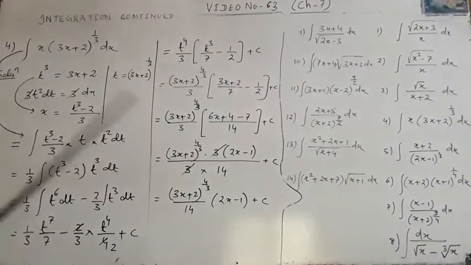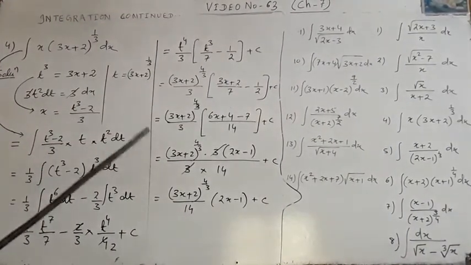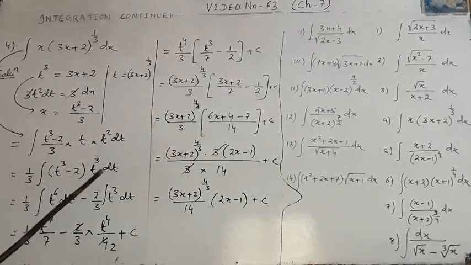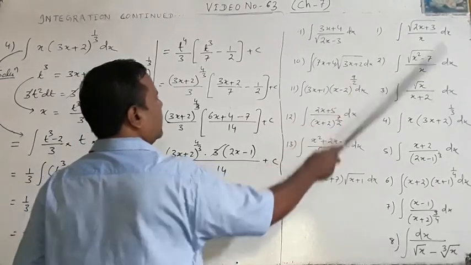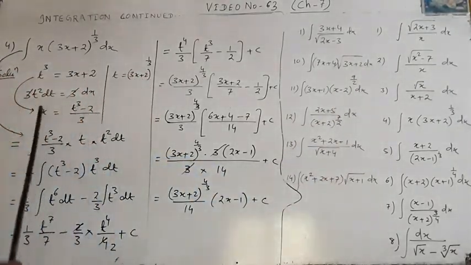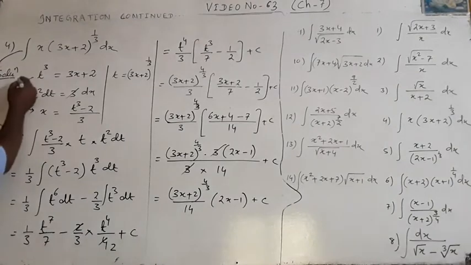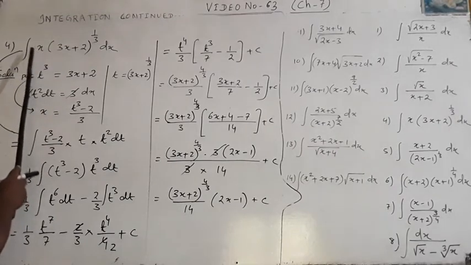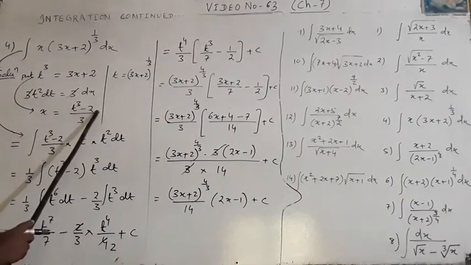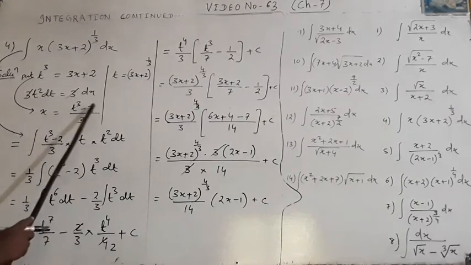Now look at the problem number 4. It is x into (3x plus 2) whole to the power 1 by 3. In all these problems, it was root, means whole to the power 1 by 2, and here it is 1 by 3. So what we have to put? t cube is equal to 3x plus 2. Then its derivative 3t square dt is equal to 3 dx. Then x is what? Then look at here, we have to find x. What is x? It is t cube minus 2 by 3.